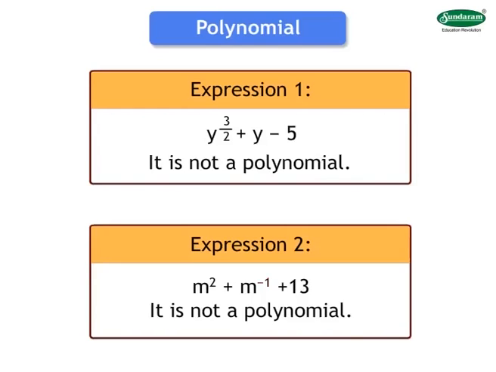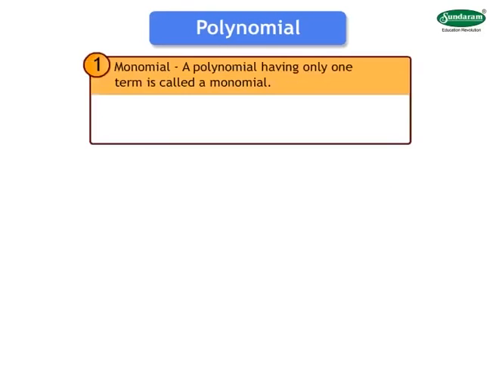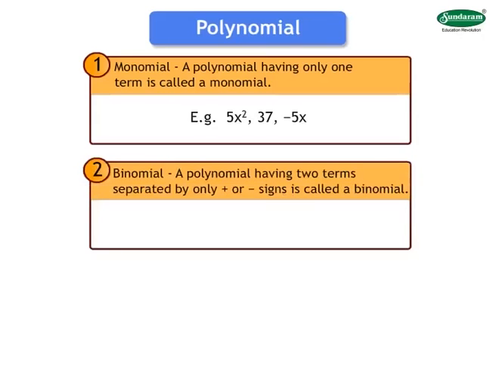Let us define the three types of polynomials. 1. Monomial. A monomial is a polynomial having only one term. Example, 5x squared, 37, minus 5x. 2. Binomial. A binomial is a polynomial having two terms separated by either a plus or minus sign. Remember, if there is a multiplication or division sign between the terms, then it is not a polynomial. Example, 3x plus 5, 7 minus n.